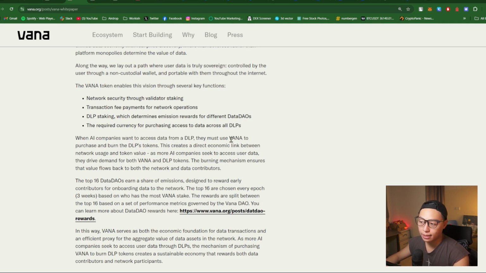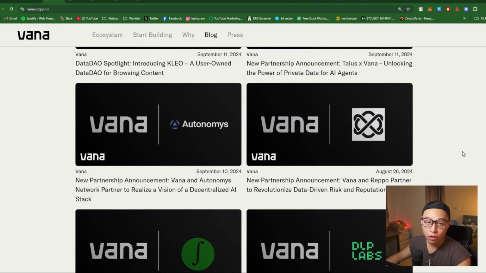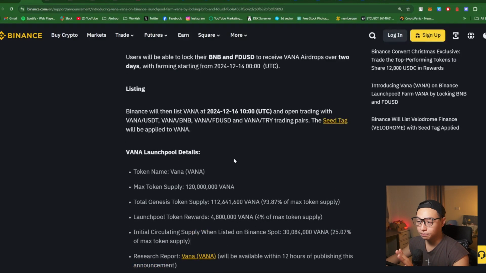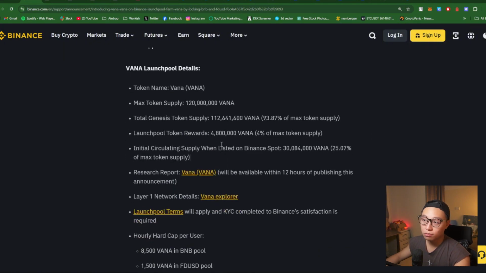Look at that, right? If you want to access, you must use VANA to purchase and burn the DLP tokens. And moving on to the final part, we're going to look at the Binance Launchpool of VANA and then predict the price. So here are some of the Launchpool details from VANA.